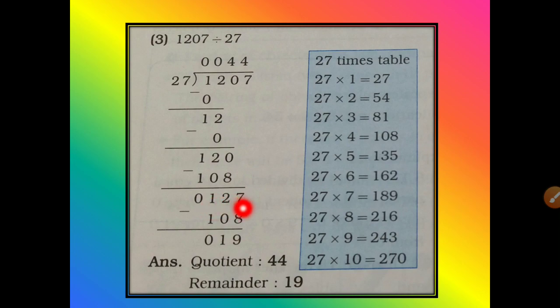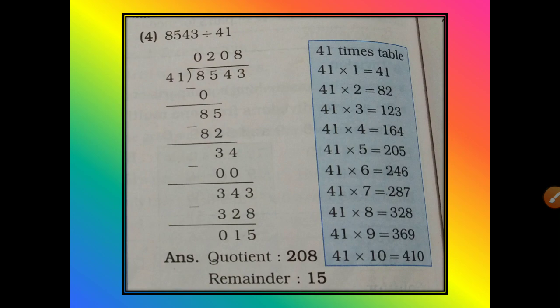127. Will this number come in the table of 27? Let's see. No, but the smaller number is there, that is 108. 27 4s are 108. 7 minus 8, not possible. Borrow from 2. This is 17 now. 17 minus 8, 9. 1 minus 0, 1. 1 minus 1, 0. So the answer is 19. Quotient 44 and the remainder is 19.